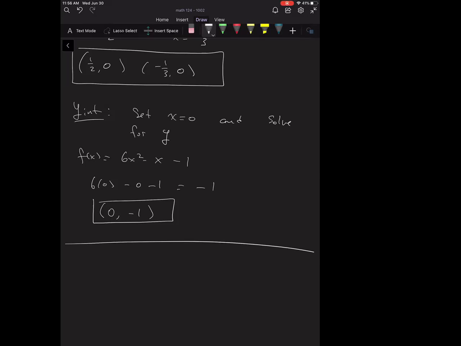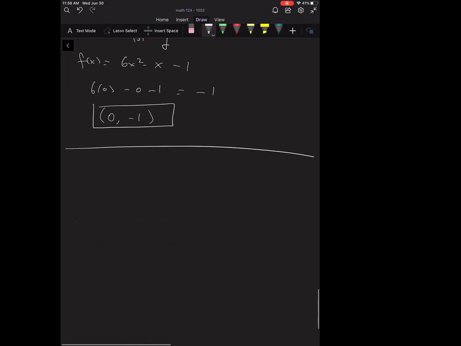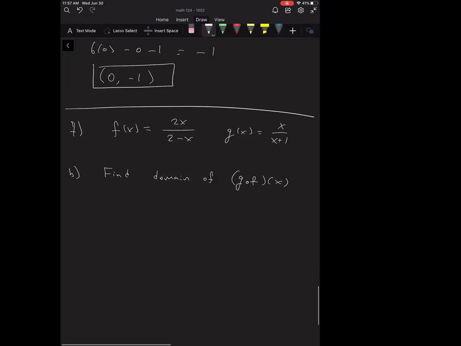Okay, number 7. Let's just do one of these. These are both basically the same problem. We're given f of x is equal to 2x over 2 minus x, and g of x is equal to x over x plus 1. We could do part B. So part B says we want to find the domain of g composed with f of x. So let's see, what is g composed with f of x equal to?